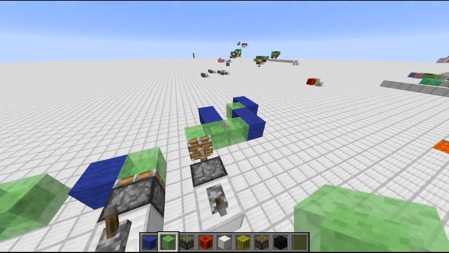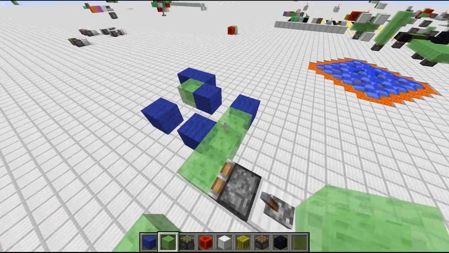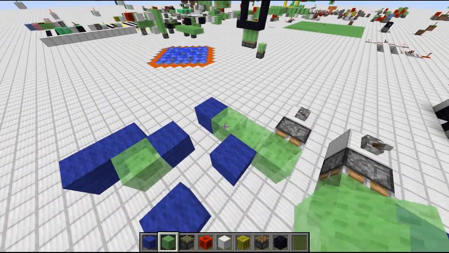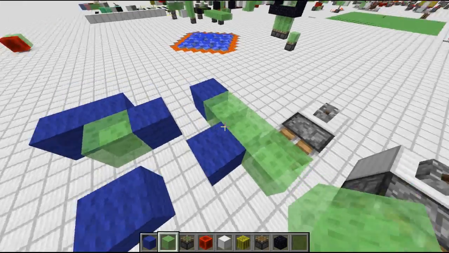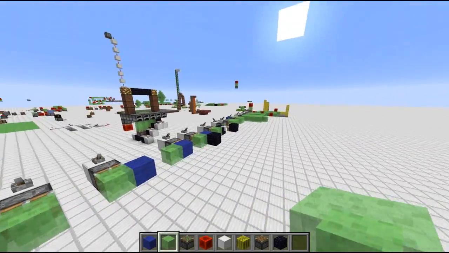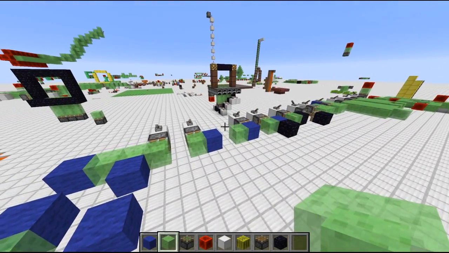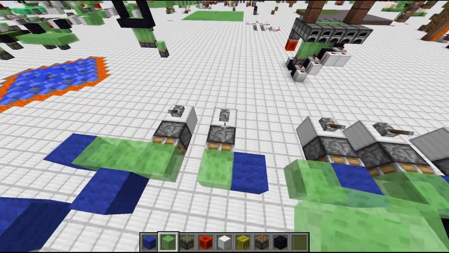Same thing goes for retracting. If I retract this, you can see it retracts the blocks, and now since there are no slime blocks here, the connection broke. But yeah, I just want to show you the basic rules of these slime blocks, so that you know how to work with them.